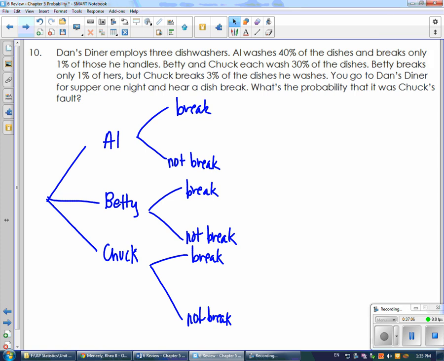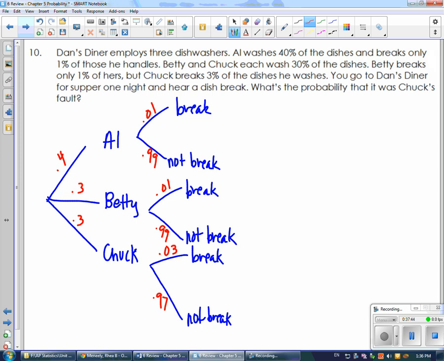Okay, so let me go through and assign the probabilities. I know that Al washes 40% of the dishes and Betty and Chuck each wash 30. If I add them up, that gives me 100%. So there's nobody else that washes dishes. Let's see, Betty breaks about 1% of hers. So that means 99 are safe. I know that Chuck breaks 3% of the dishes that he washes. So 97% of those are okay. And I missed Al. Al breaks 1% of the ones that he handles. So that means 99 are okay.